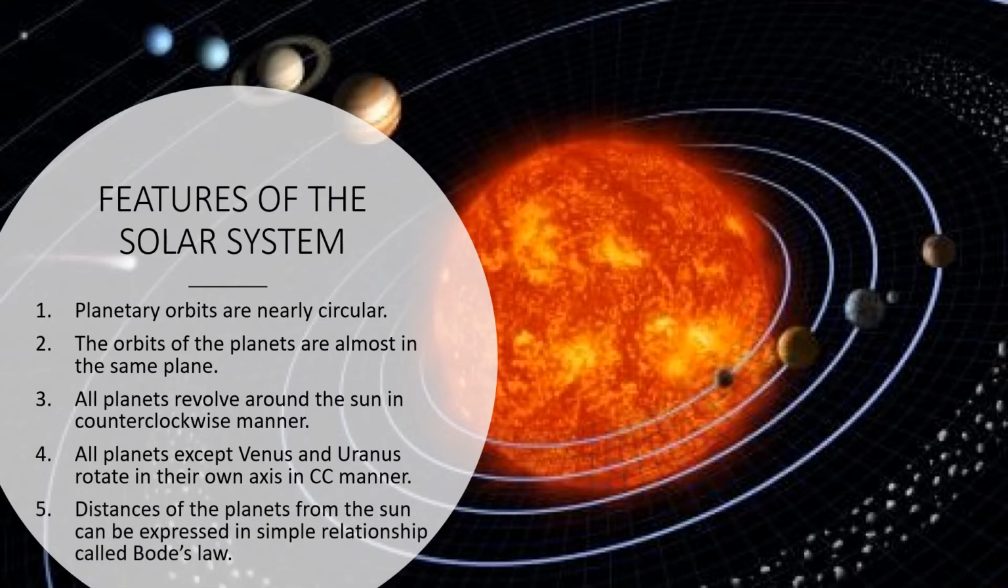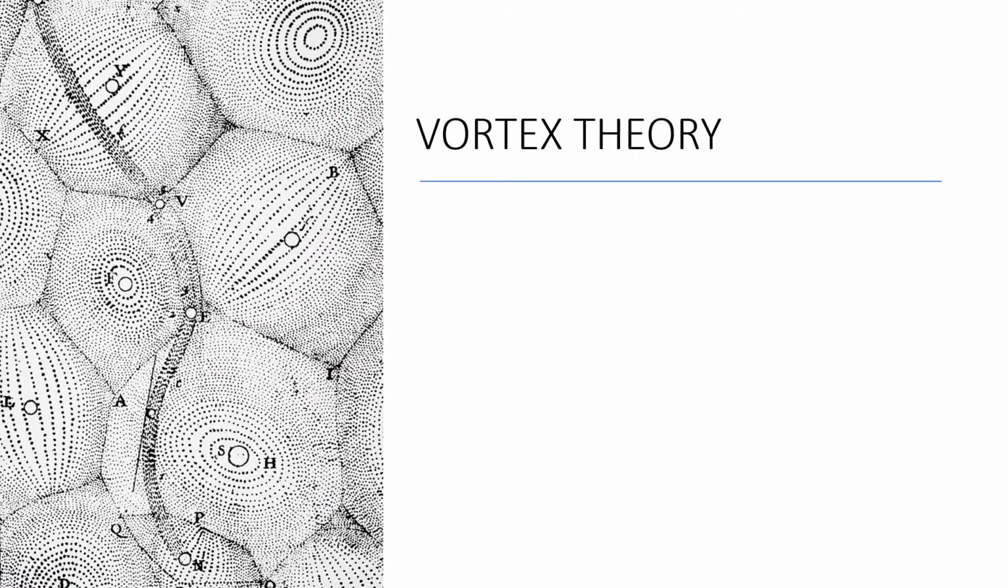And finally, the distances of the planets from the sun can be expressed in a simple relationship called Bode's law, named after German astronomer Johann Bode. The calculated distances and the observed distances of the planets from the sun are almost the same, with the exception of Neptune. Alright, so now that we know the features of the solar system, we can now discuss the early theories on the origin of the solar system.